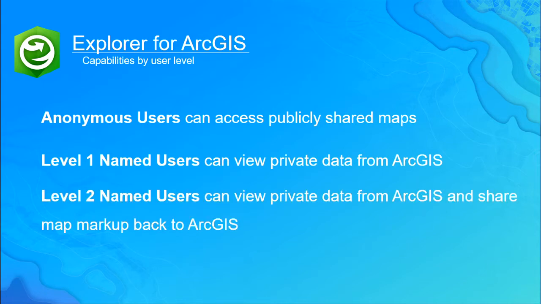Same thing with level 2 named users, but level 2 named users get a little bit more access. When they create those map notes on their map, they get a little bit more capability. Because a level 2 named user has the capability to create content back on the platform, they can actually share that map markup back to the platform as an item on ArcGIS Online. So that's the benefit of being a level 2 named user and signing in to Explorer for ArcGIS. So that's the capability breakdown by user level.